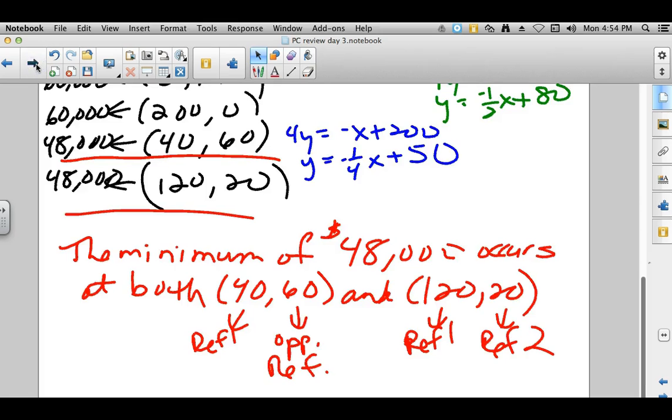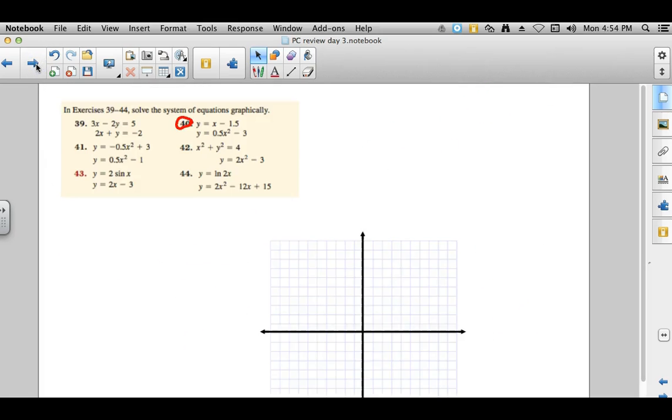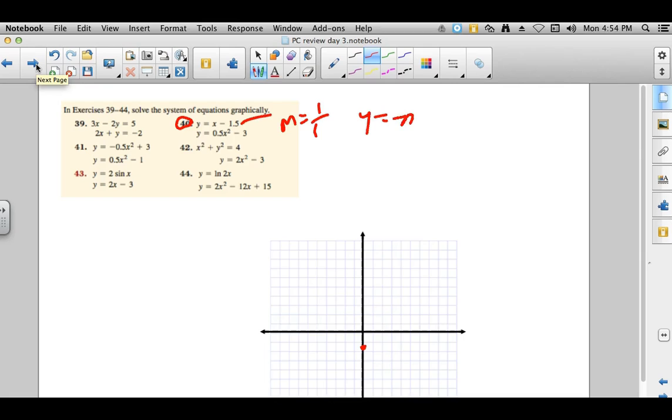Next one. Whew, finally out of those. All right, 40 says solve the system of equations graphically, and the instructions were don't bother with the corner points, just get them graphed. So we have y equals x minus 1.5. I'm going to make that red here. And so using y equals mx plus b, that means we need to go down 1.5. And from there, our m, our slope, would be 1 over 1. That looks like a negative.